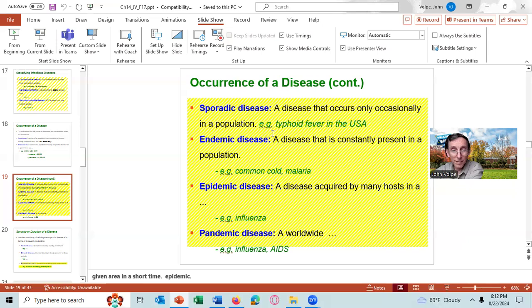The others, like an epidemic, we have a good definition for how this differs from an endemic and a sporadic disease. An epidemic is a disease acquired by many hosts in a given location in a short period of time. To get an epidemic, you need to have significantly higher numbers of patients than you expect. And that's an epidemic.